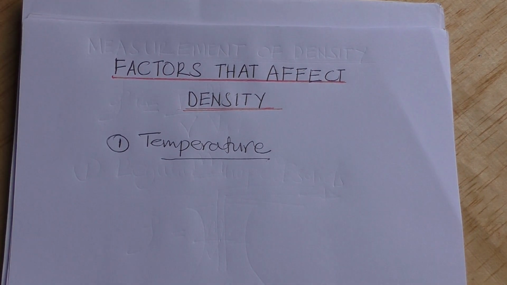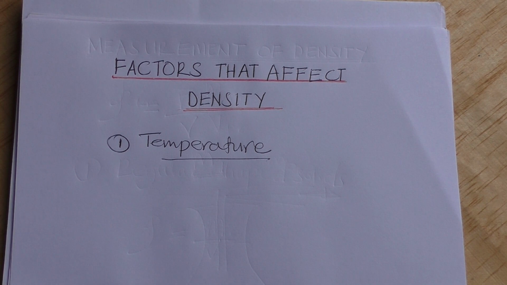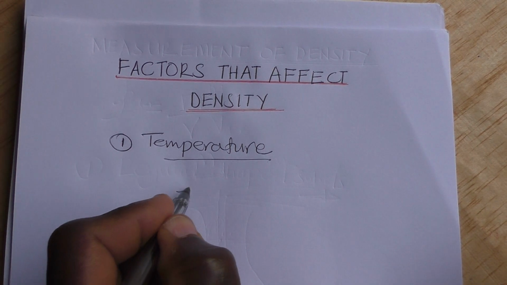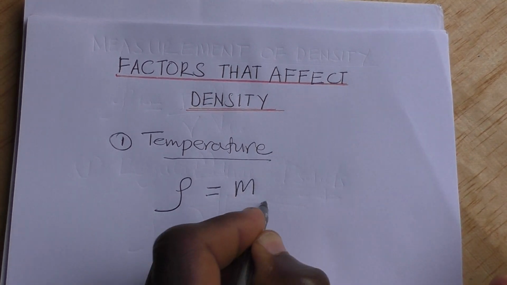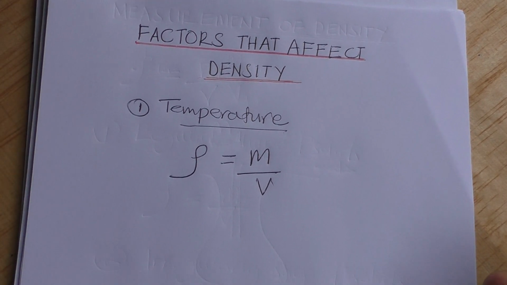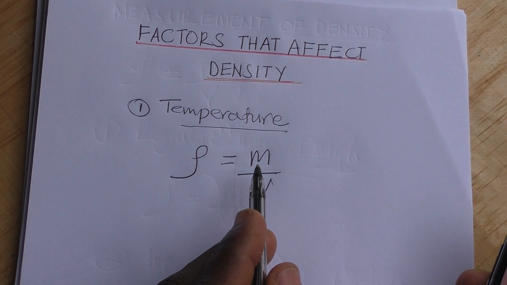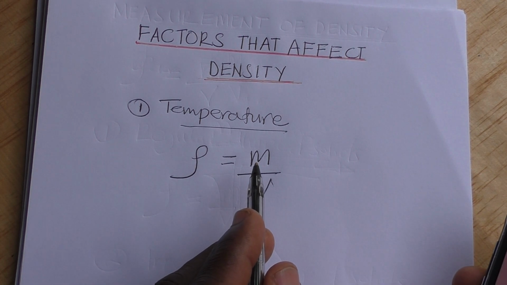Now, when you heat a substance, its molecules expand. When the molecules expand, it leads to an increase in the volume. And remember, density equals mass over volume, meaning the mass of a substance is constant. It does not change.